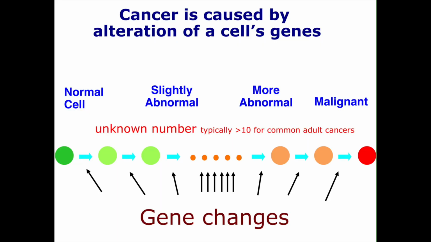Finally, we have to consider how many of these gene changes are necessary to get a fully malignant cancer. And for a typical human adult cancer, we think the answer now is 10 or more. It's a lot, and it's a lot more than people imagined in years gone by.